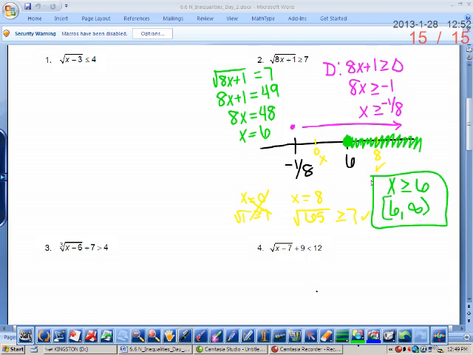Why would negative 1/8 work? So negative 1/8 works as part of your domain. You are allowed to plug it in. But when you plug it in, you're not going to get a value that is greater than 7. Oh, so it works as part of the domain, but negative 1/8 is not a solution to the inequality. Okay? Any other questions?